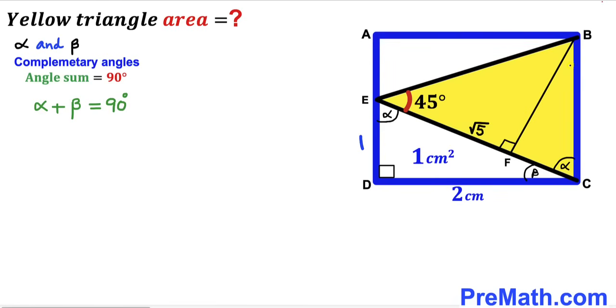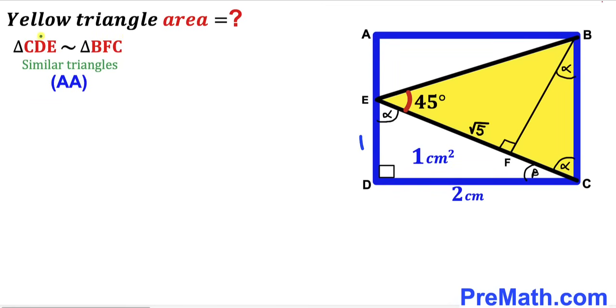So therefore, this angle has got to be our angle alpha. So therefore, we could see that these two right triangles, the right triangle CDE and the other right triangle BFC, are our similar triangles according to the angle-angle similarity theorem. And here's our triangle CDE, and this is our triangle BFC. And since these two right triangles are similar, we are going to have a proportion.